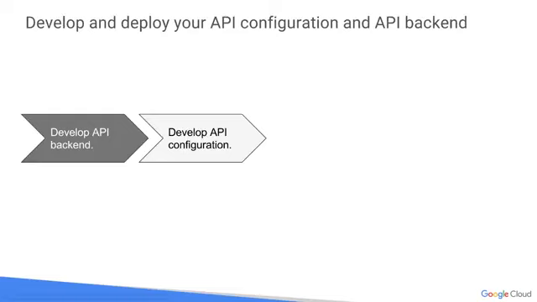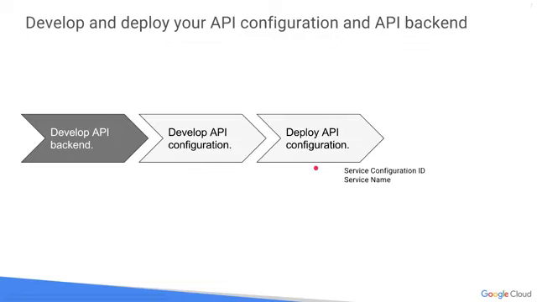Let's dive into Google Cloud Endpoints for REST APIs. This diagram illustrates the high-level steps to make your API backend available as a Cloud Endpoints API. After you develop your REST API backend, create an API configuration file that describes your Cloud Endpoints API. Deploy the API configuration by using the gcloud service management deploy command. The gcloud command returns the service configuration ID and service name.